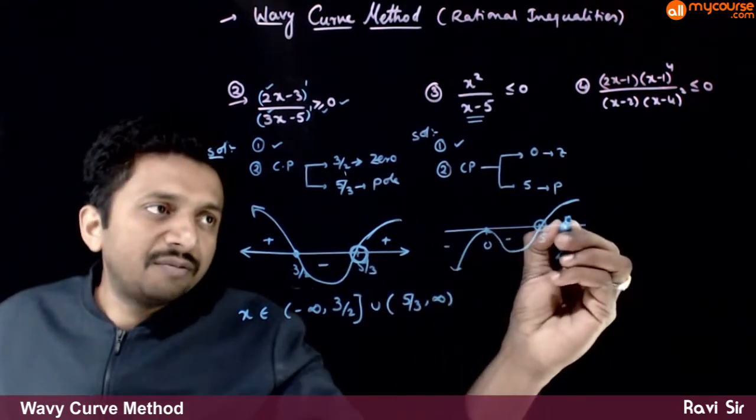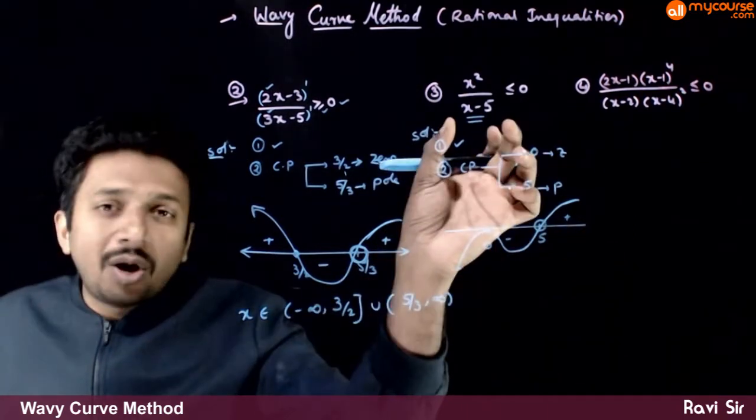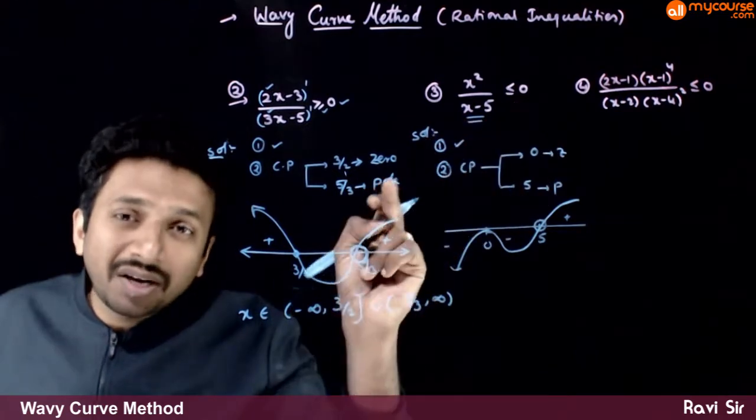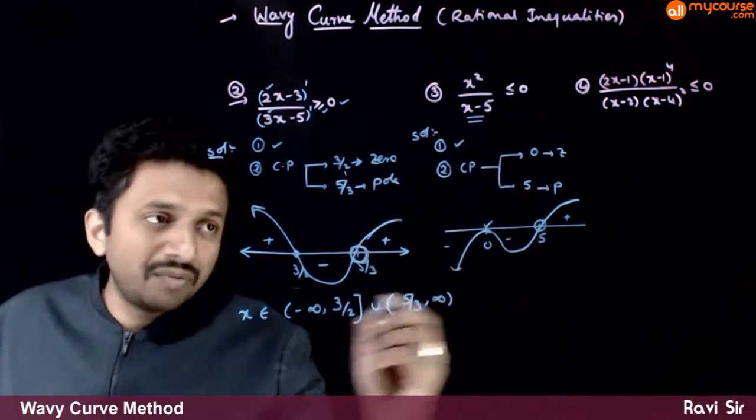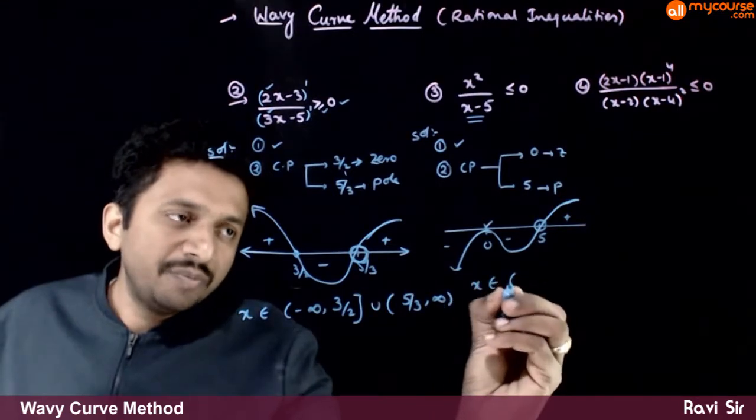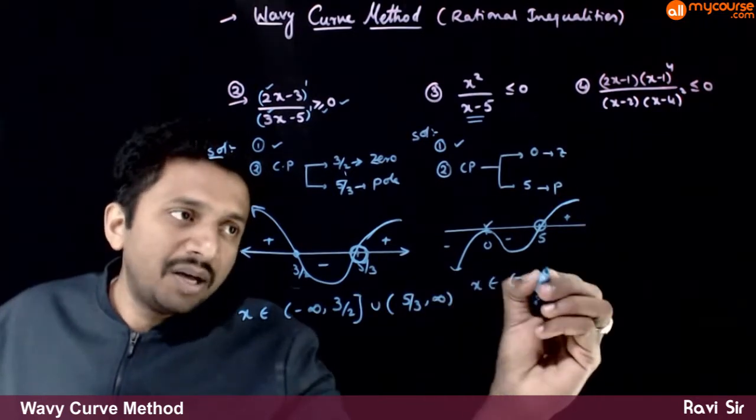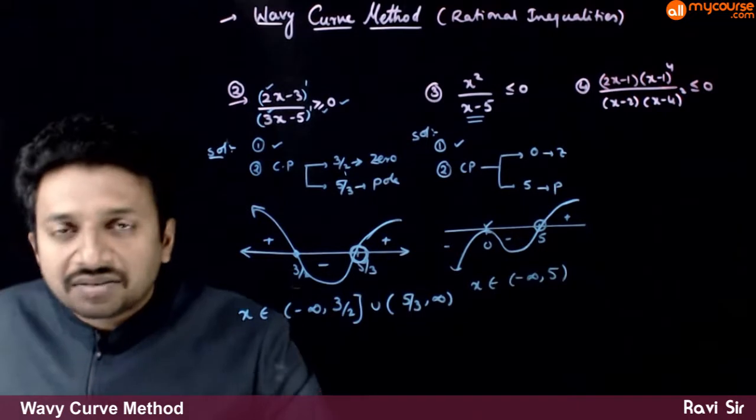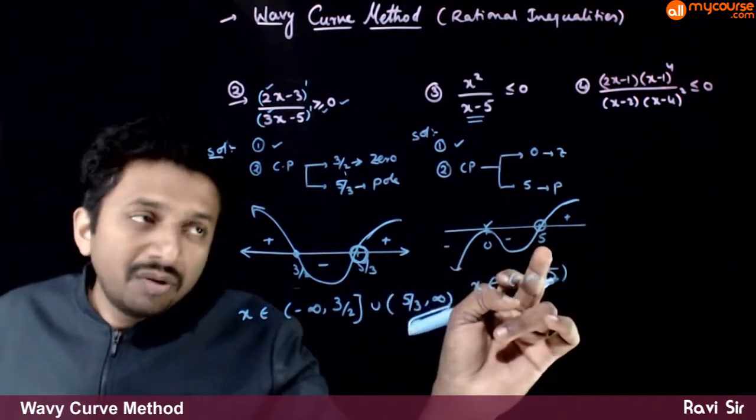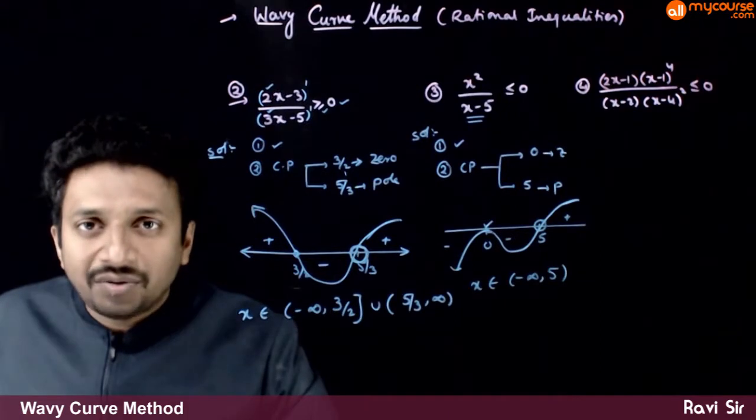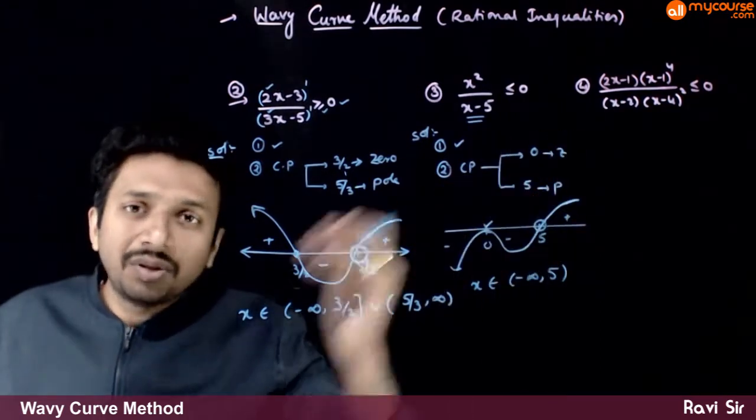Negative, negative, positive. So I want my expression to be less than or equal to 0. Equality is also valid. That is, x is equal to 0 is also valid. So x belongs to minus infinity comma open 5 is the answer. It can be 0 also. So minus infinity to 5 open is the answer to this question. Let us go to the third one.